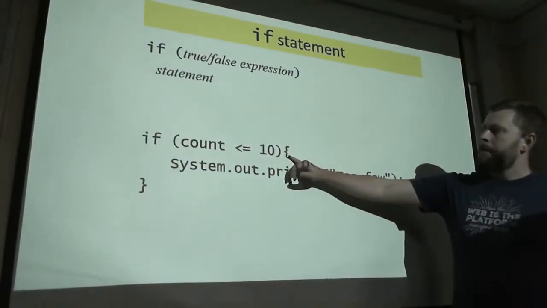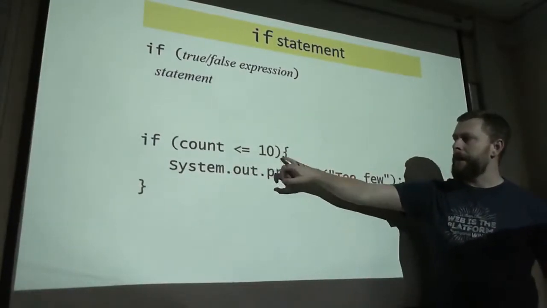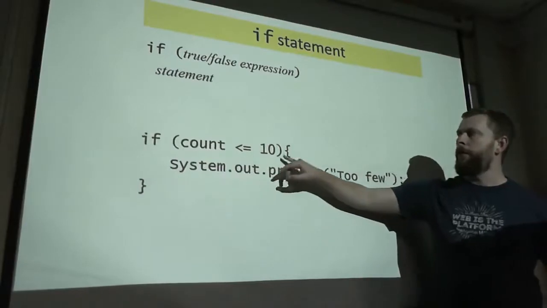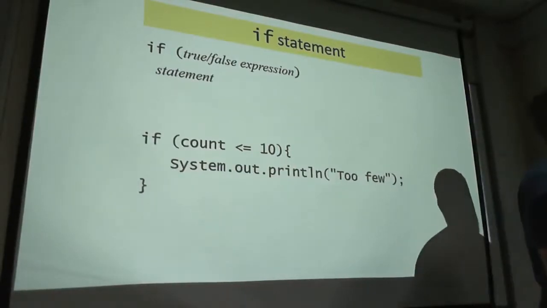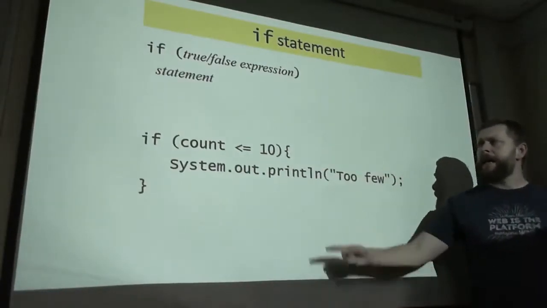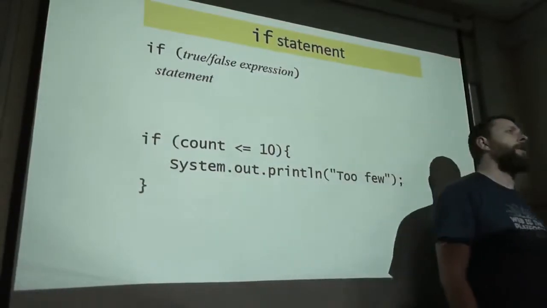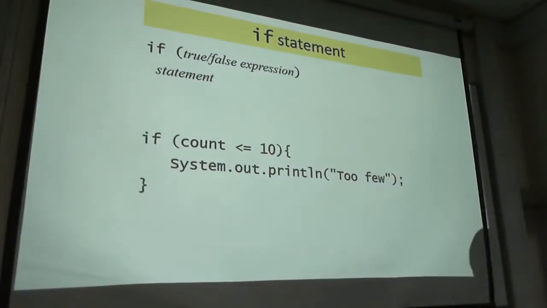But the boundary, what you're allowed to do if this statement here is true, can be put inside these curly braces. And that guarantees that anything inside there will only be allowed to run if this statement here is true. And if it's false, you'll immediately skip to the line below the closing bracket. That makes sense so far? Okay.